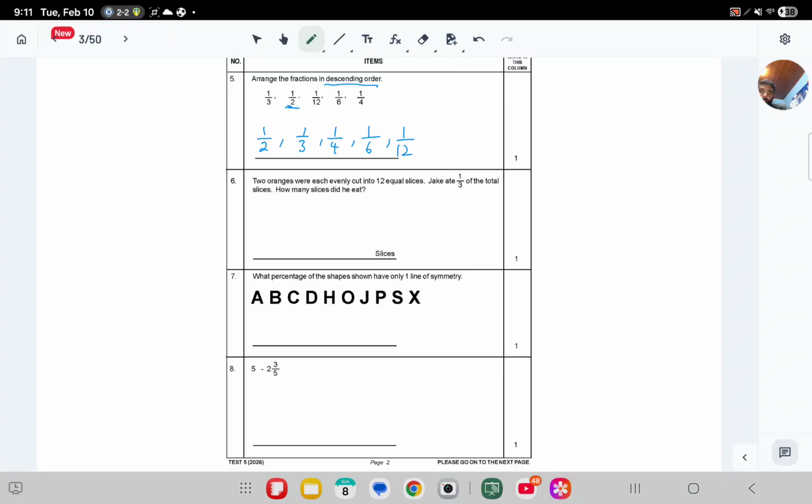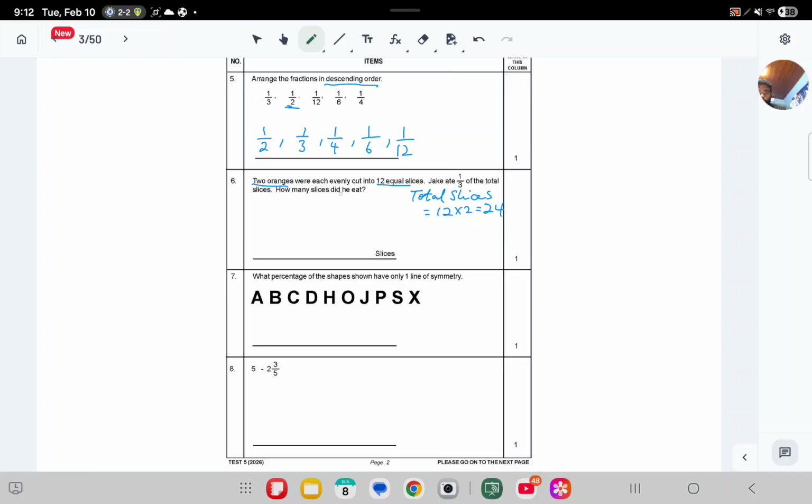Alright, descending order. Number 6, 2 oranges were each evenly cut into 12 equal slices. Jake ate 1/3 of the total slices. How many slices did he eat? So first we have 2 oranges, and each one of them is cut into 12 slices. So the total slices would be 12 multiplied by 2, which is equal to 24 slices.